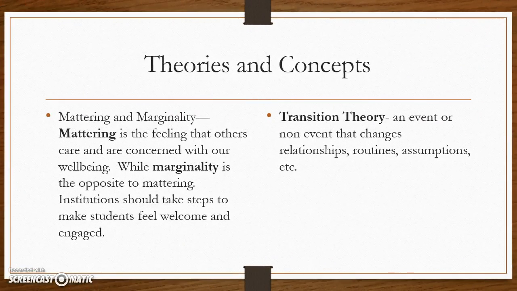There are some theories and concepts that go along with the commuter and part-time student. One being mattering and marginality. Again, mattering is the feeling that others care and are concerned with their well-being. So the students want to know they matter, that people care. But at the same time, because there's a lack of supportive services in colleges and universities, they feel marginalized.